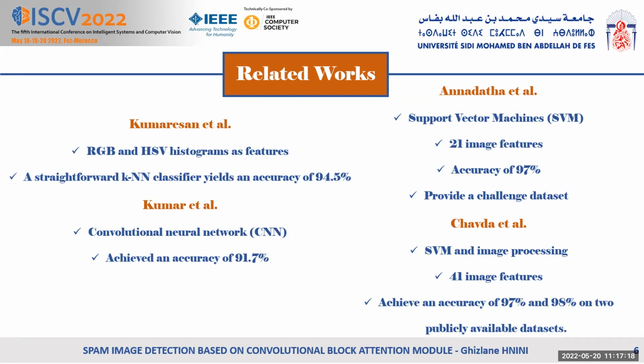outperforming the existing image processing and machine learning techniques. In the work of Anandata et al., the support vector machine method has been applied to a set of 21 features. Using feature selection based on linear SVM weights, the authors achieved an accuracy rate of 97% with a relatively small set of features.